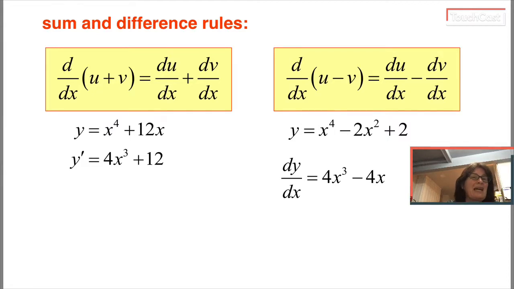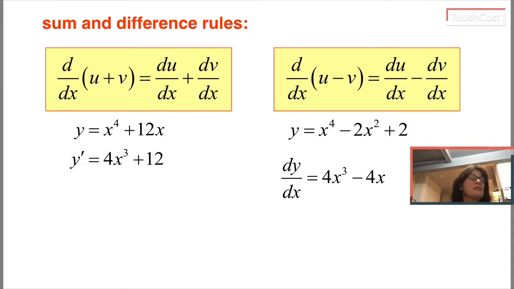So if I have y is x to the fourth plus 12x, I can take the derivative, which I might call y prime, by finding the derivative of x to the fourth, the derivative of 12x, and adding them together. So 4x cubed plus 12. I did another little example here, just to show it works with subtraction too.